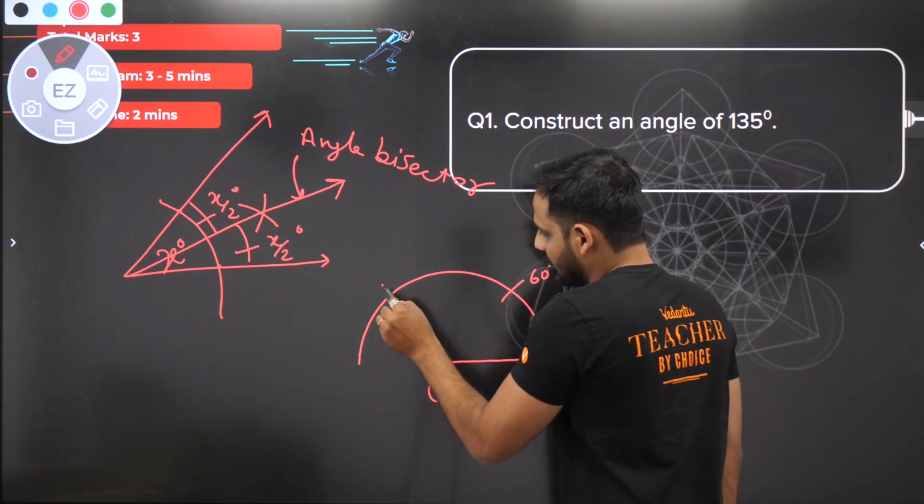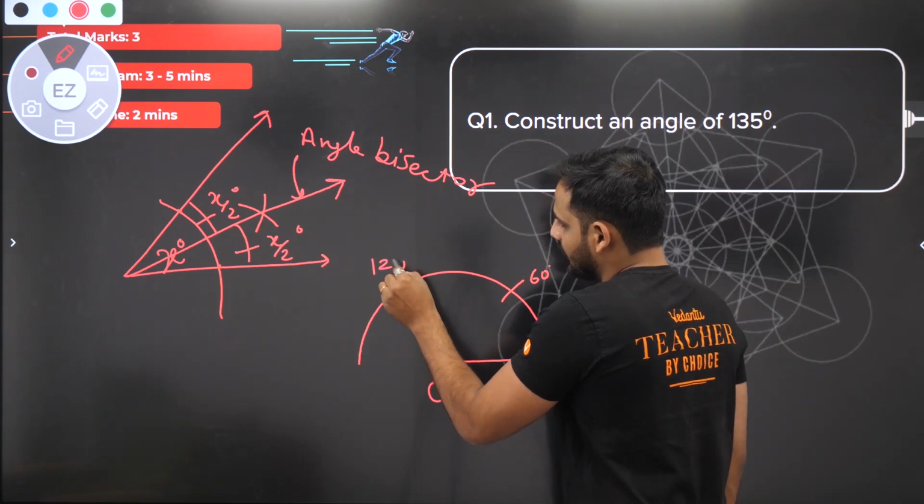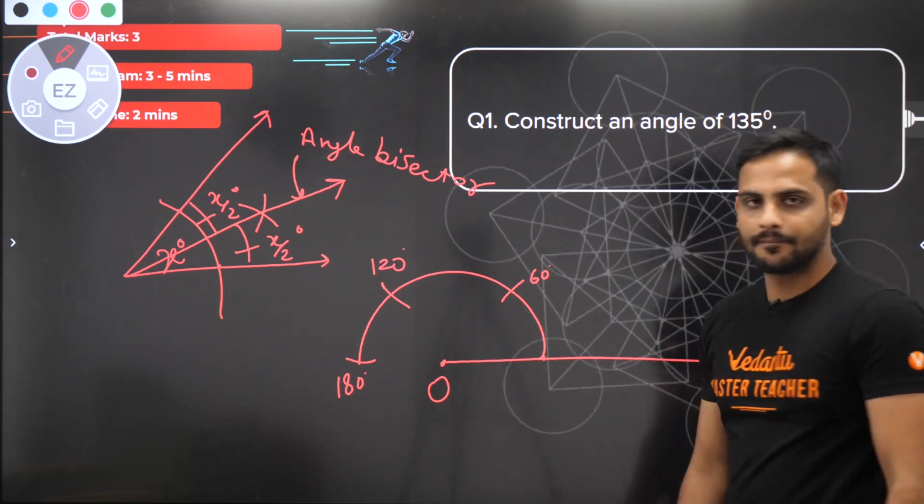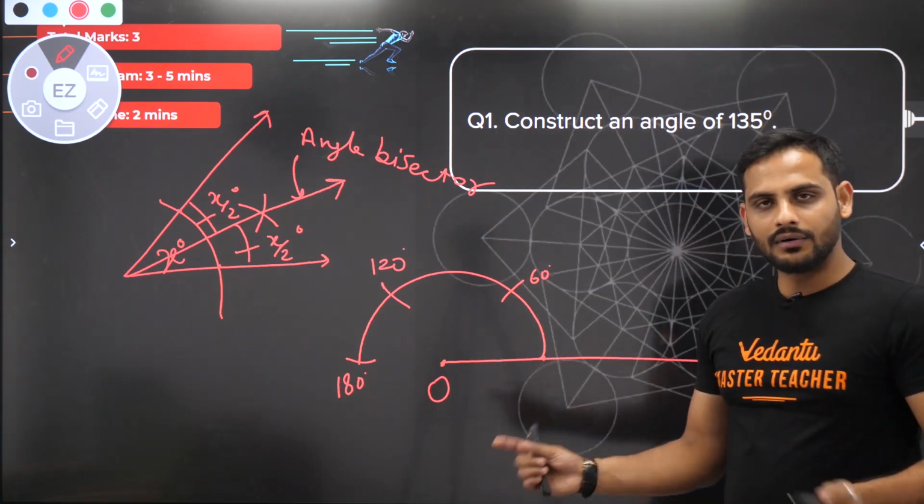When you make your second cut, this angle is 120 degrees, and when you make your third cut, that will be 180 degrees. Okay, so we have got 3 angles. Now let's move to the next part.